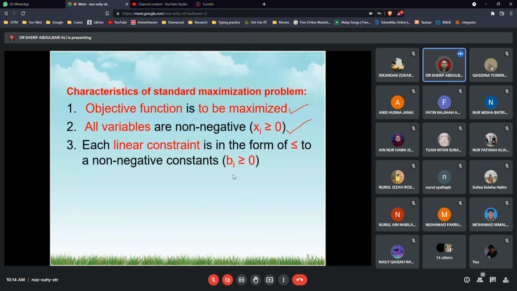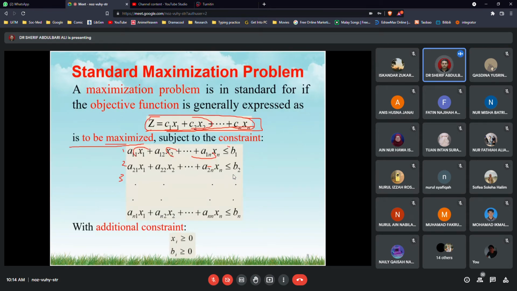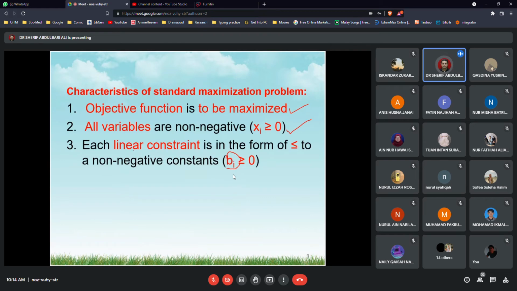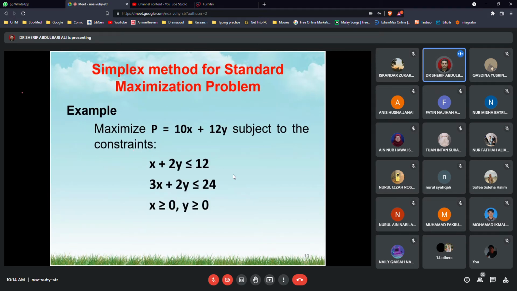Each linear constraint is in the form of less than or equal to a non-negative constant value b. When you check your constraint, you need to see this sign here, which is less than or equal to a non-negative constant b. When you see these things, you know that this is a standard maximization problem. We are going to do this with our example, and I will solve this example with you one by one. The second example, you are going to do by yourself, then check your answer.